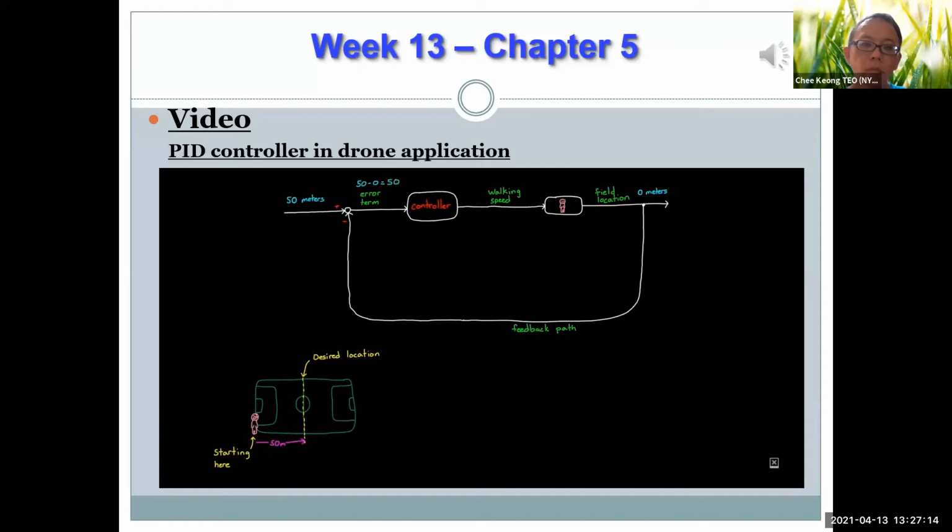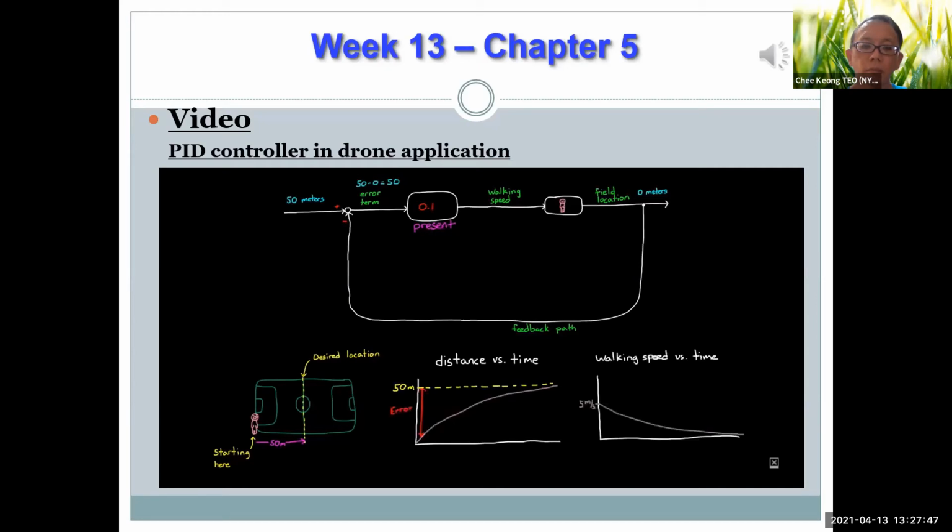You still have a ways to go. Your brain, being the controller, tells your legs how fast to walk. And one way your brain can do this is to use the error at the present moment to decide your walking speed. Here I've set our controller to the value of 0.1. This means that if we take the error in our system and multiply it by 0.1, we'll get our walking speed. So if our error is 50 meters like it is at the beginning, then we'll start off walking at 5 meters per second.